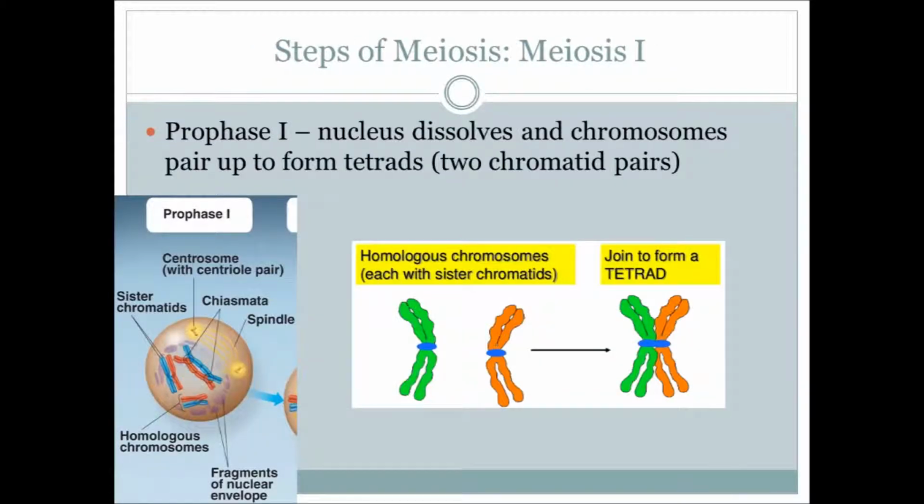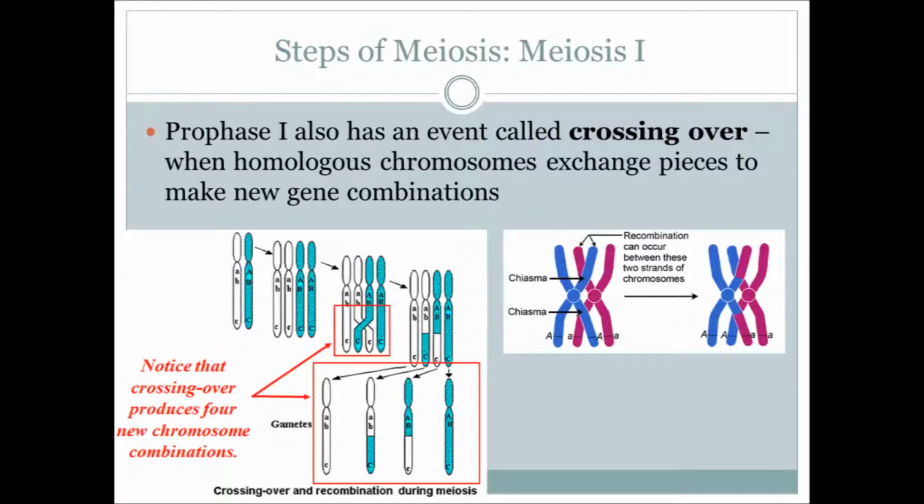Now let's start out meiosis 1 by looking at the first step, prophase 1. In this step, the nucleus dissolves and chromosomes pair up to form tetrads. In tetrads, there are two chromatid pairs joined together at their centromeres. Tetra means four, so hopefully tetrad will be easy for you to remember because in a tetrad, there are four sister chromatids.